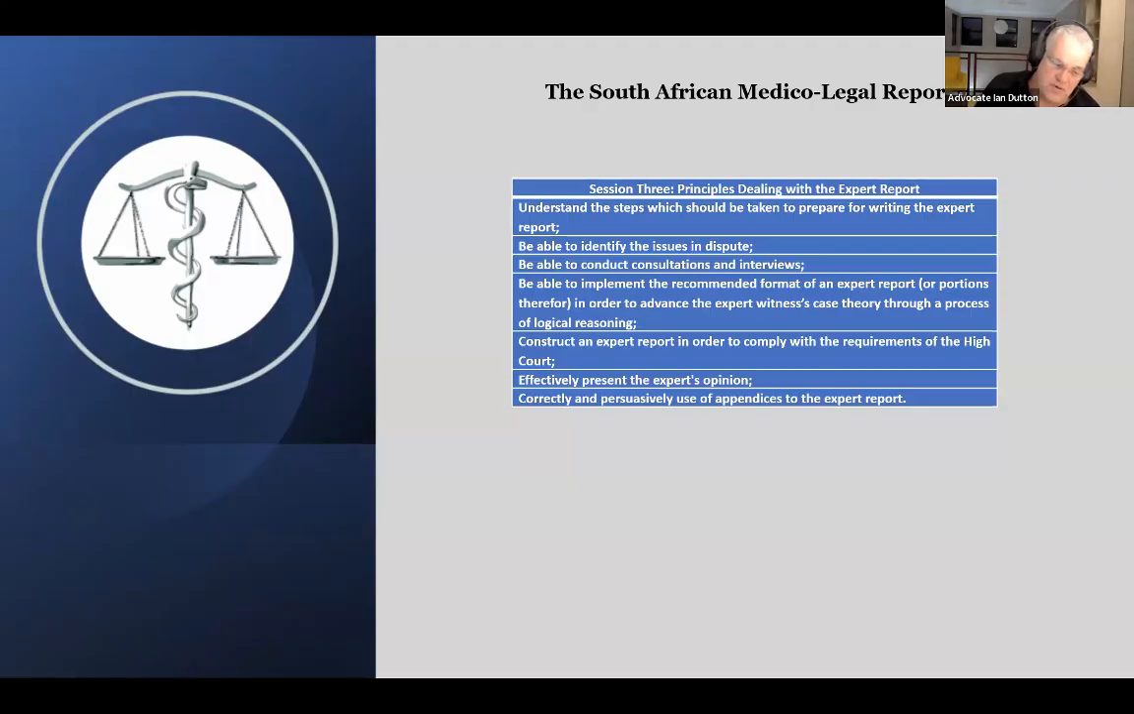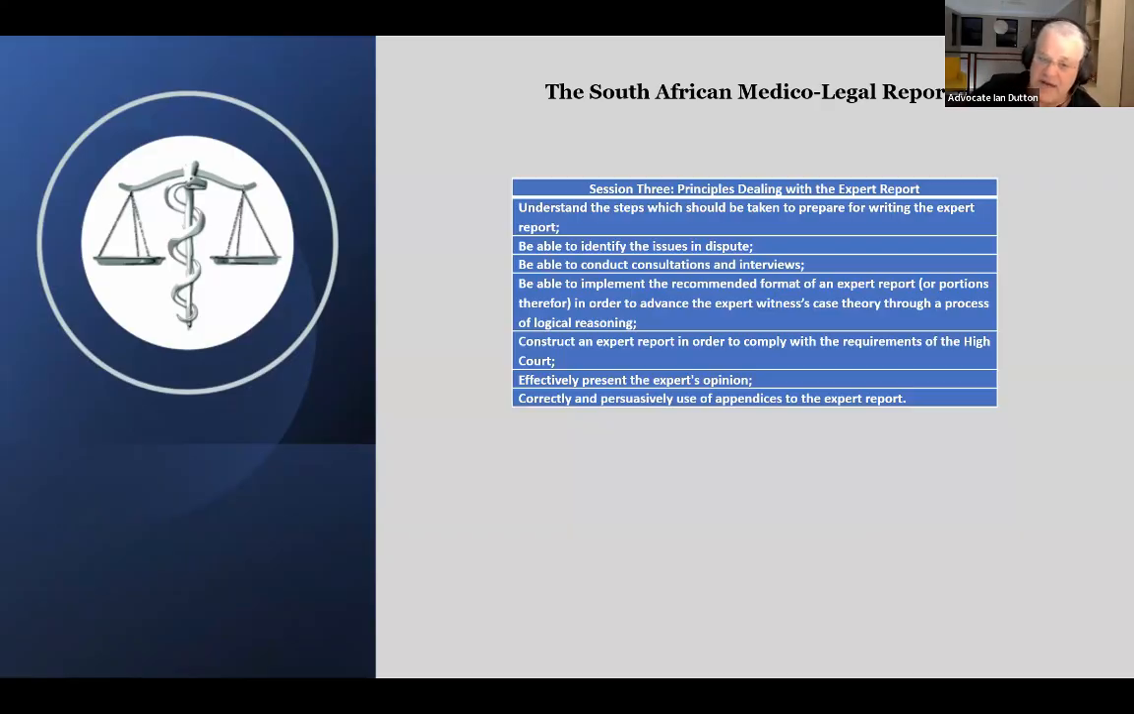So what we often do is we will refer back to the intermediate expert witness training course and say that those principles must be incorporated. But we try to summarize succinctly the key principles in a simple and user-friendly way. And then to effectively present the expert's opinion.